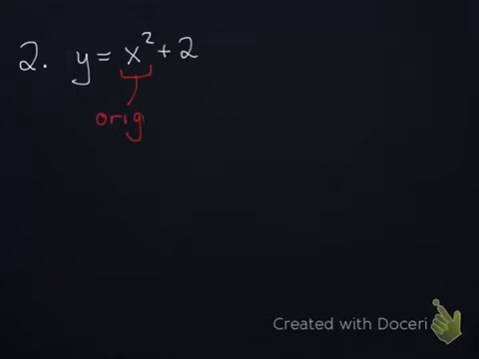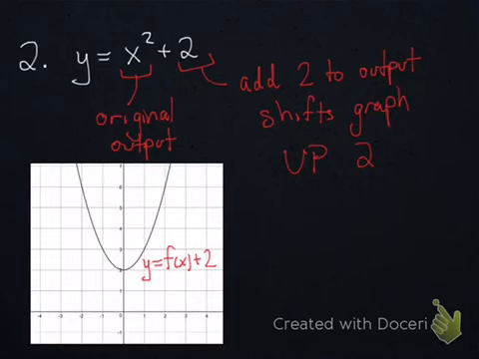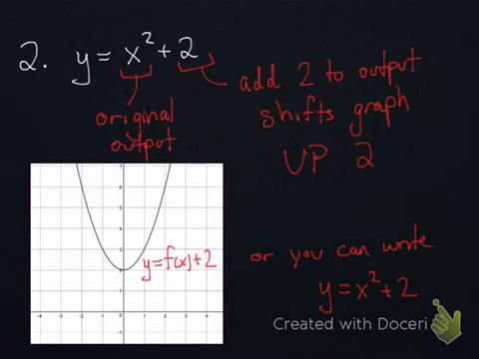Let's check out the second problem. You add 2 to the original input, so it's going to shift the graph up 2 units on the y-axis. So you can write that either y equals f of x plus 2. Since f of x was x squared, you're just taking the function and adding 2. Or you can just write x squared plus 2.